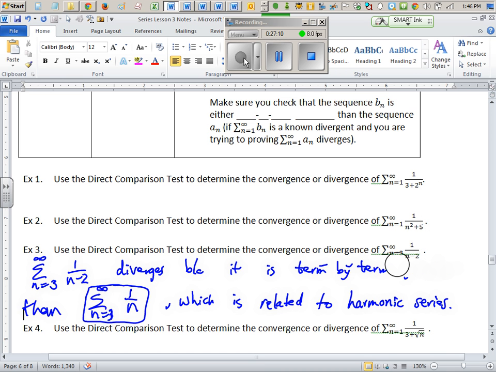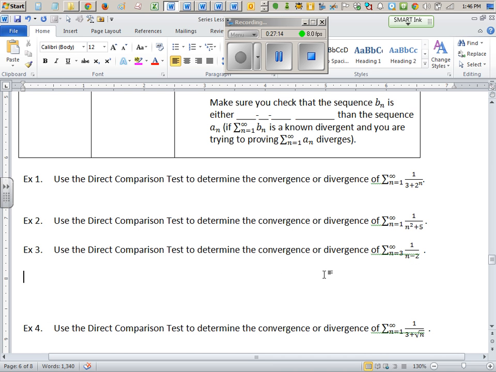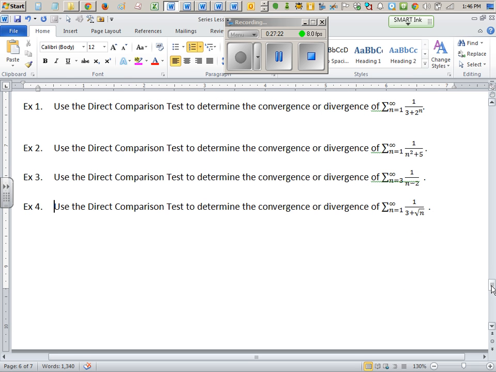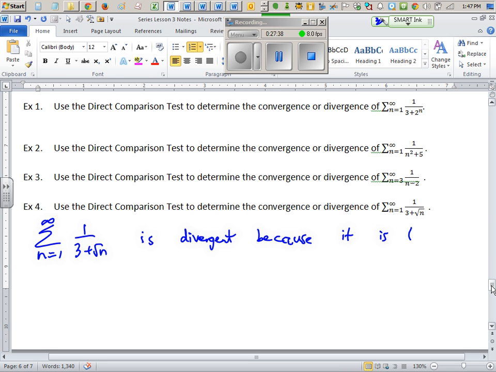And then my last two examples today. For this one, I would probably want to compare it to 1 over rad n. So I'm going to start my sentence like that, and I'll show you why that's not quite the right thing to write. So if I wrote this, I might say this is divergent because it is term by term greater than sigma n equals 1 to infinity 1 over... Now I'd love to just put rad n in here, but this sentence isn't quite true. Why? Because 1 over 3 plus root n is actually term by term smaller than 1 over rad n. The sentence isn't true, you see.